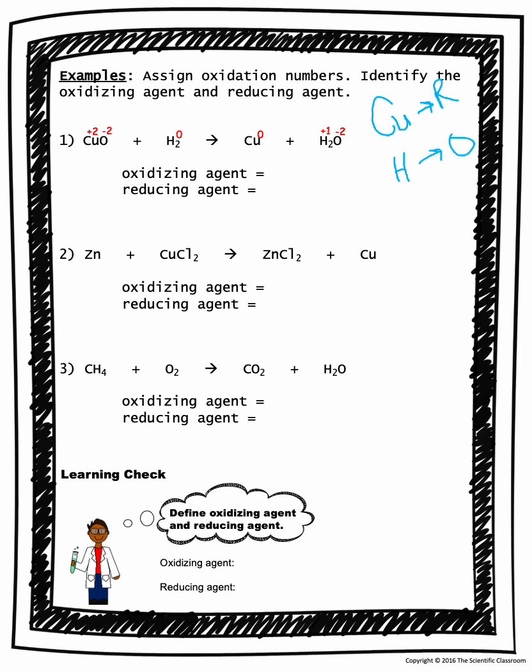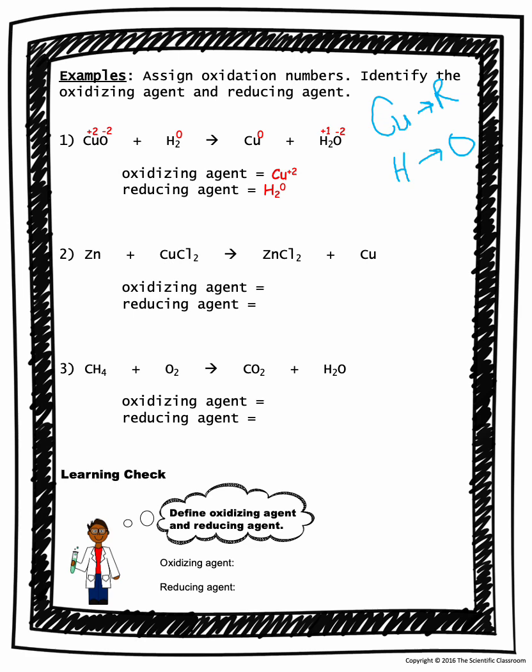Now that we know what got reduced and what got oxidized, we can figure out the agents. The oxidizing agent is whatever got reduced, so that's copper. And the reducing agent is whatever got oxidized, so that's hydrogen. Just remember that the agents are opposite of what happened to it. Because copper got reduced, it's the oxidizing agent. And because hydrogen got oxidized, it's the reducing agent. All right, let's do another example.